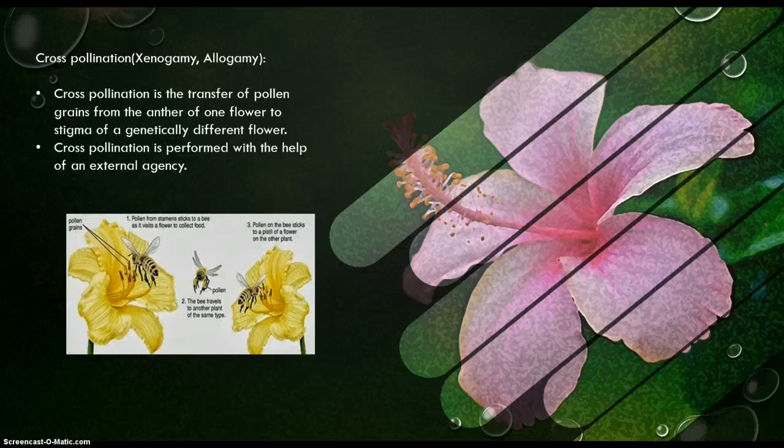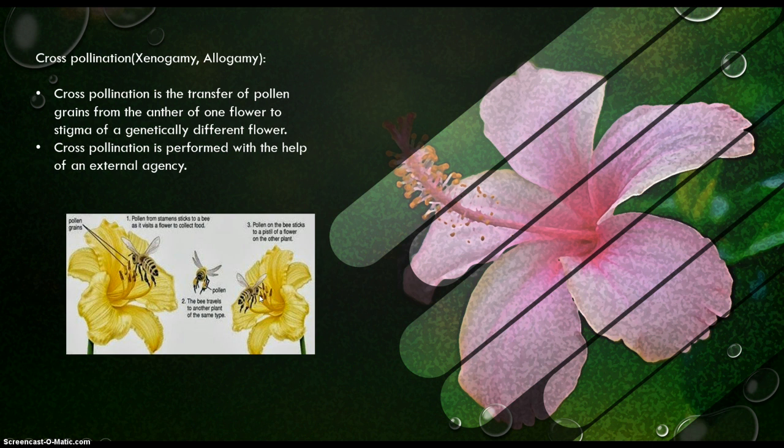Now this cross pollination is performed with the help of several external agencies. It takes the help of pollinators. You can see in this diagram the pollen grains are developed. These pollen grains from the stamens stick on the legs of the bee. Now these pollen grains are carried away by the bee to a different plant, where it releases these pollen grains on the stigma while taking nectar from them.